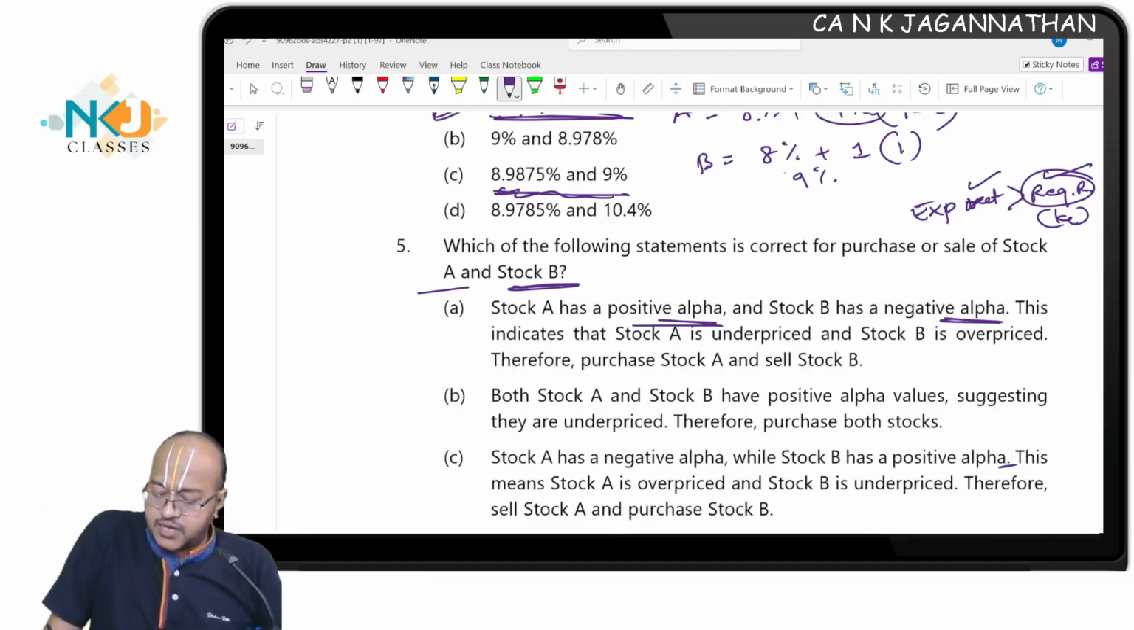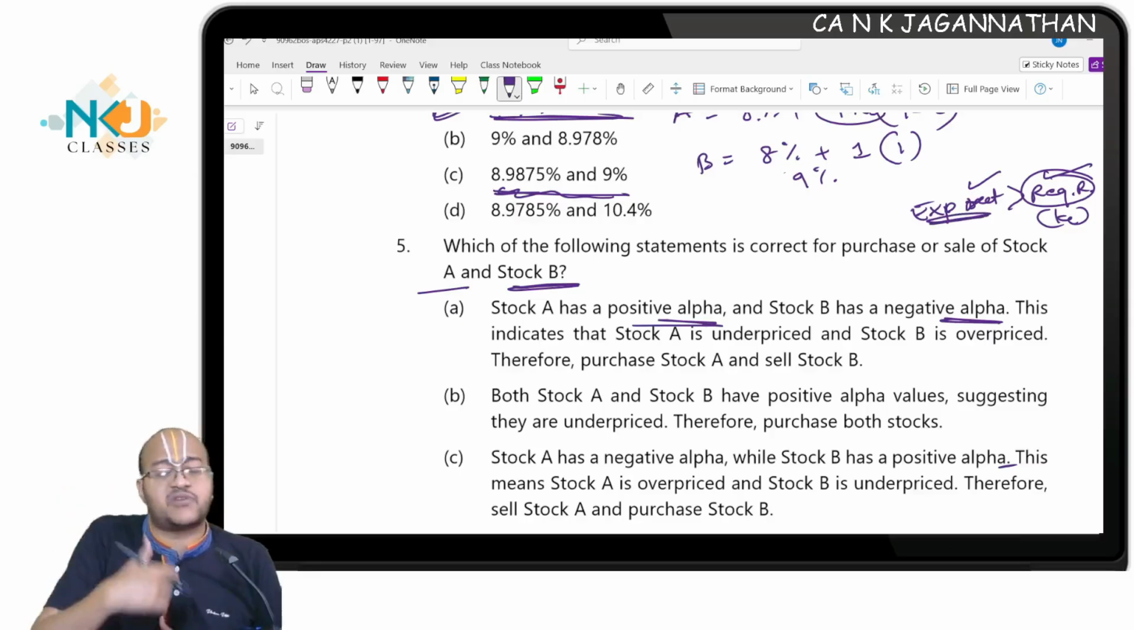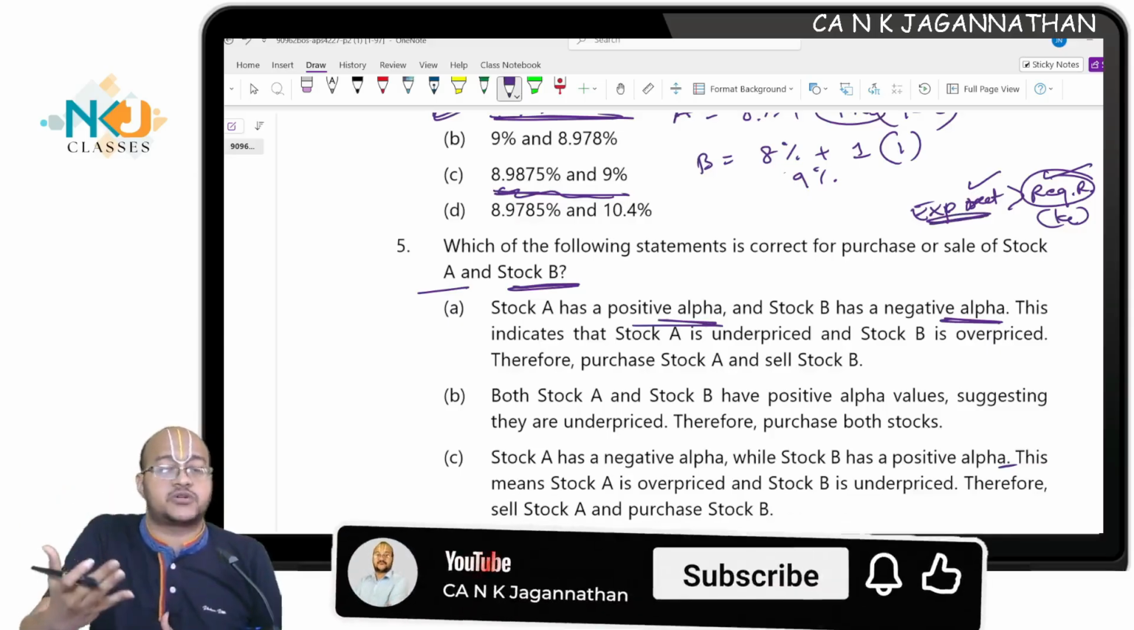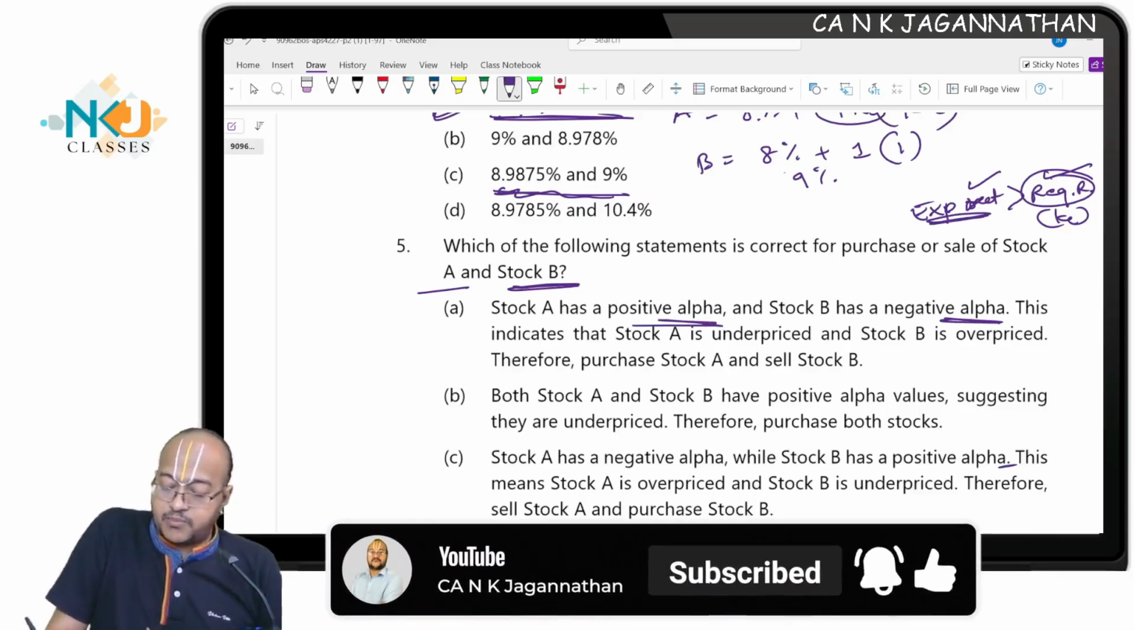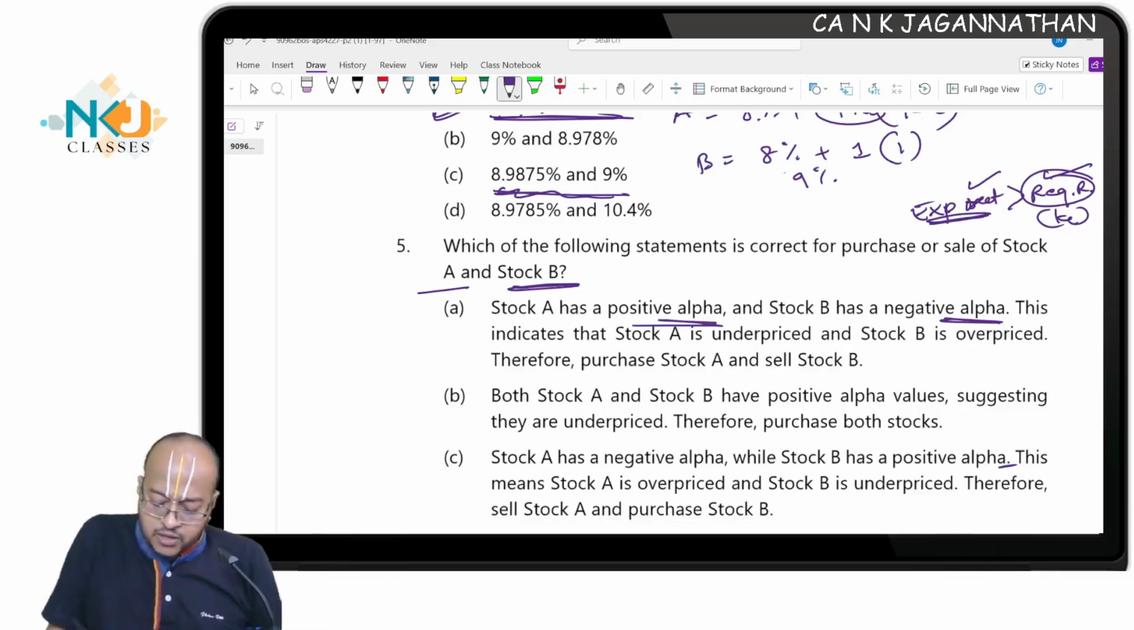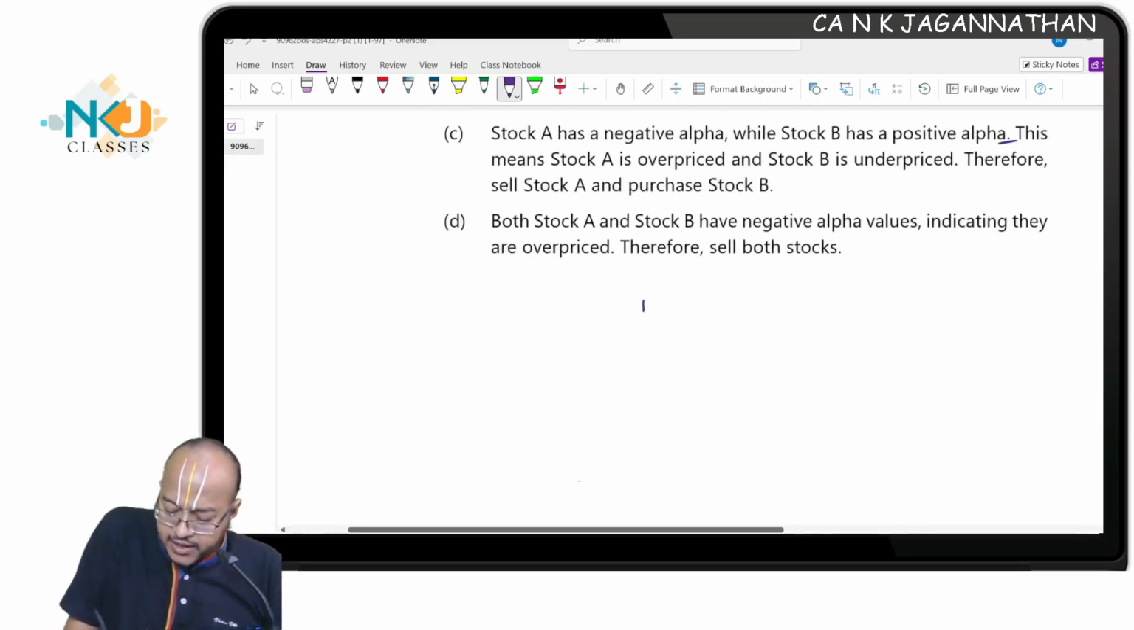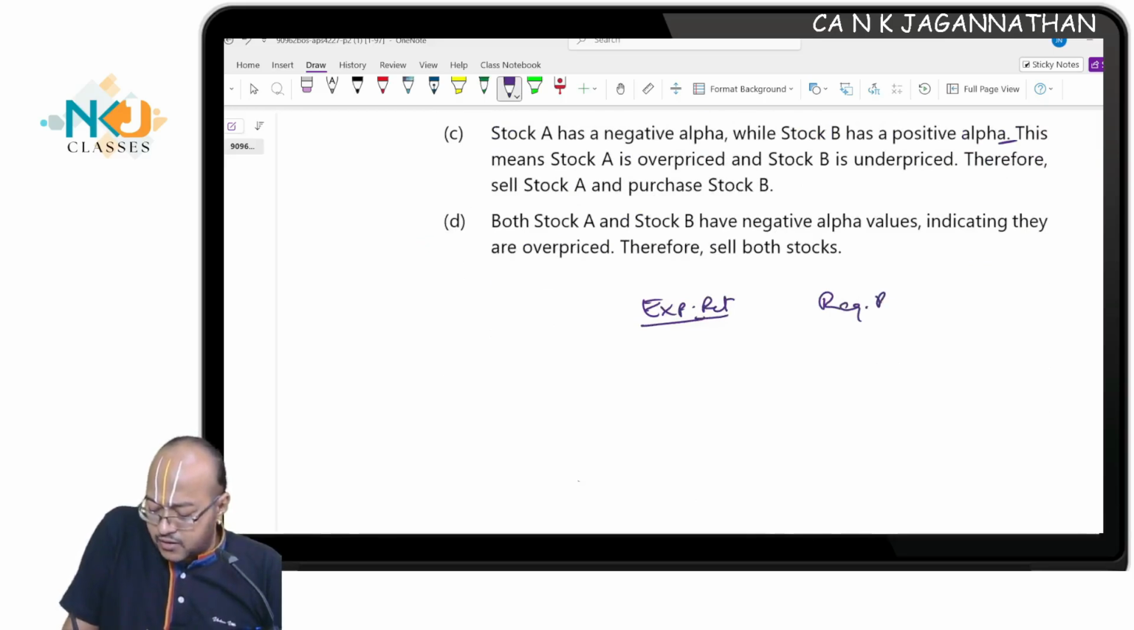See, in this case, if expected return is more, the security has a positive alpha. It is generating a positive alpha, more than what is required by the investor. So what is happening here? Now very simple. Stock A has a positive alpha. Very simple. Here I will write it down: expected return and required return.